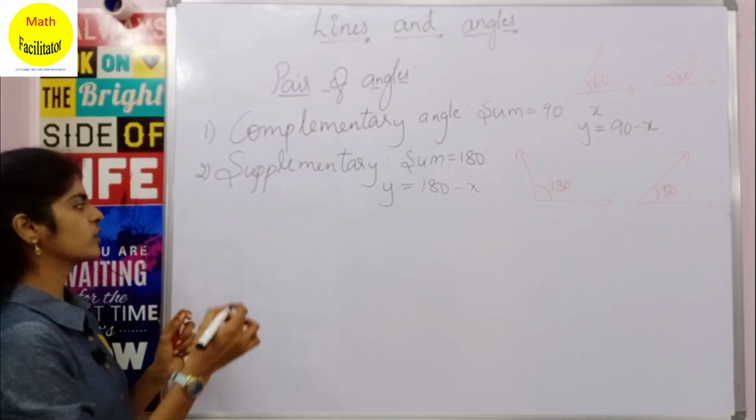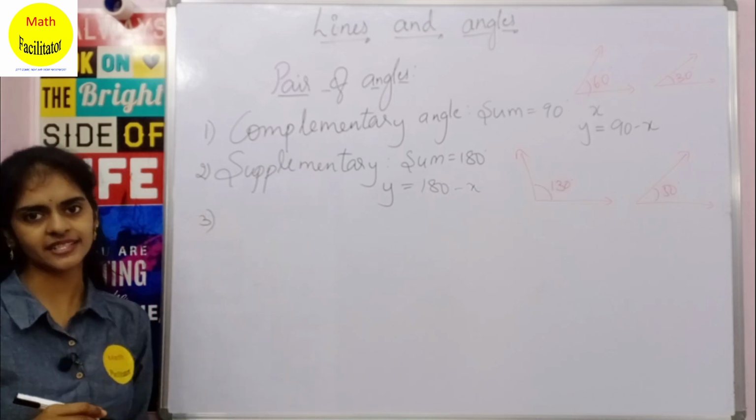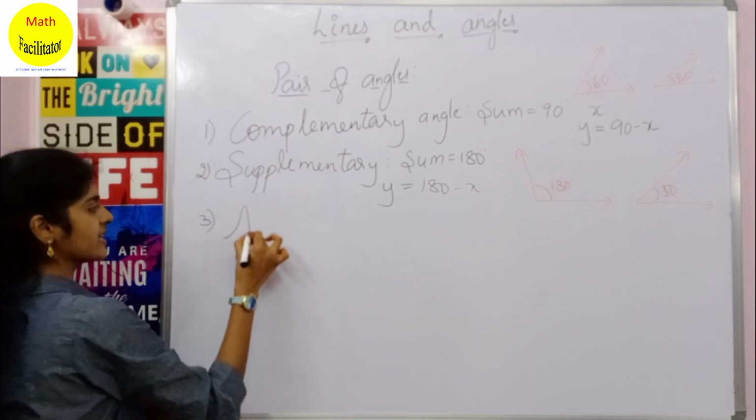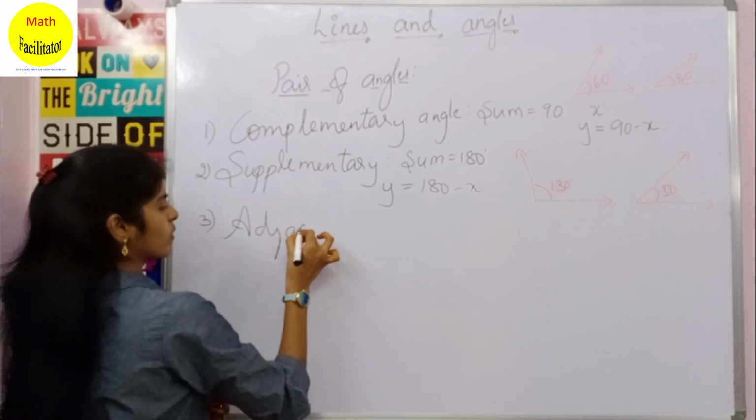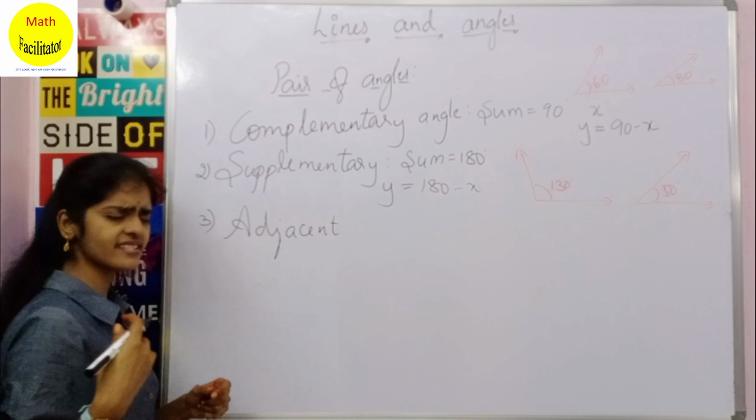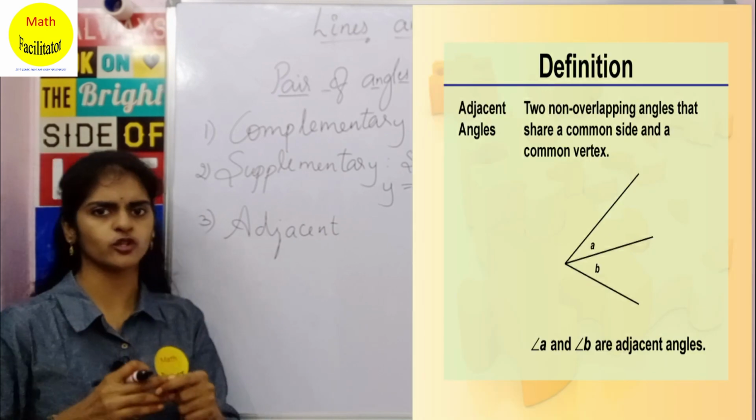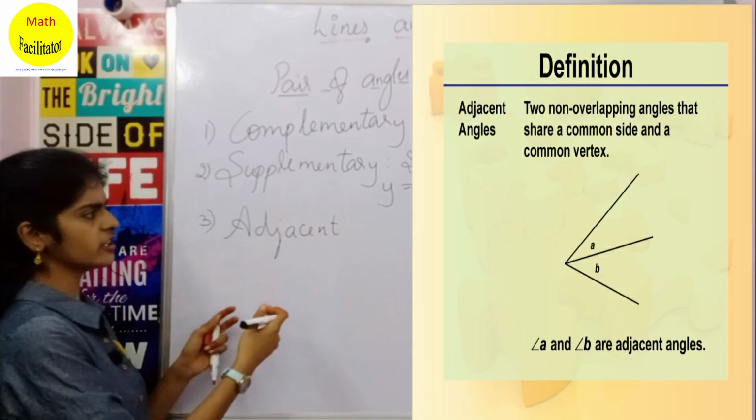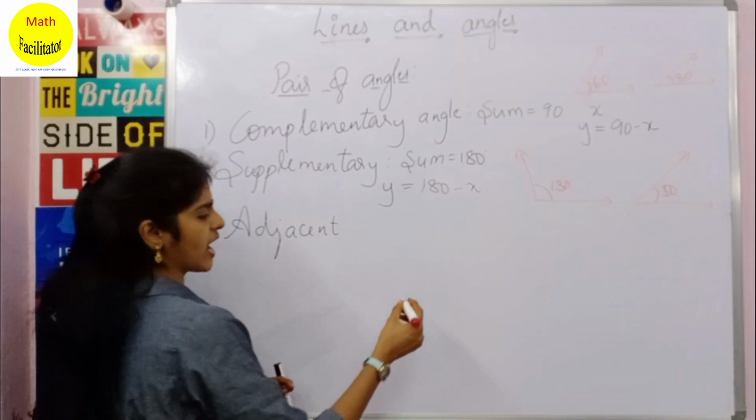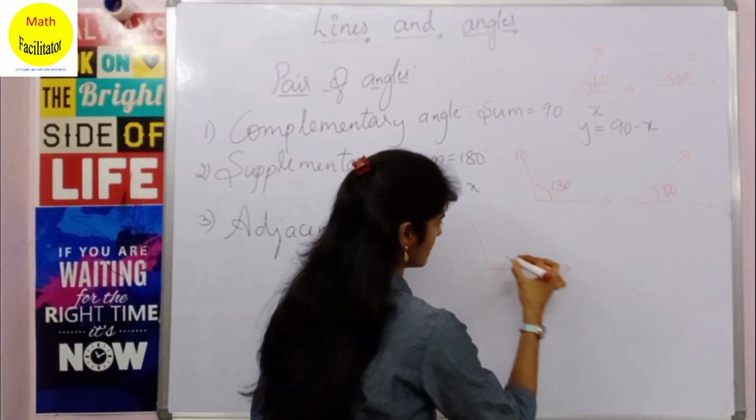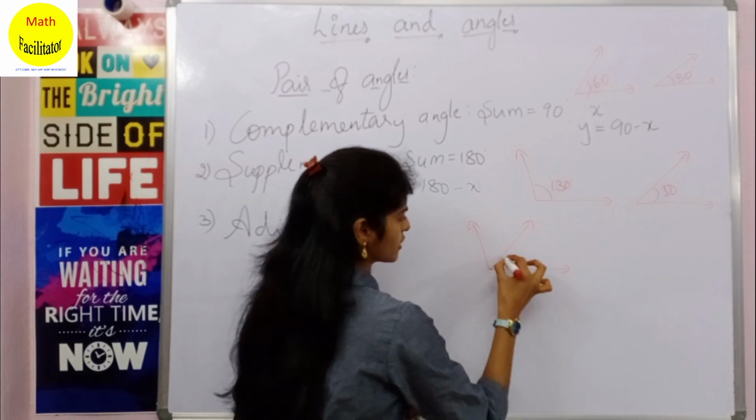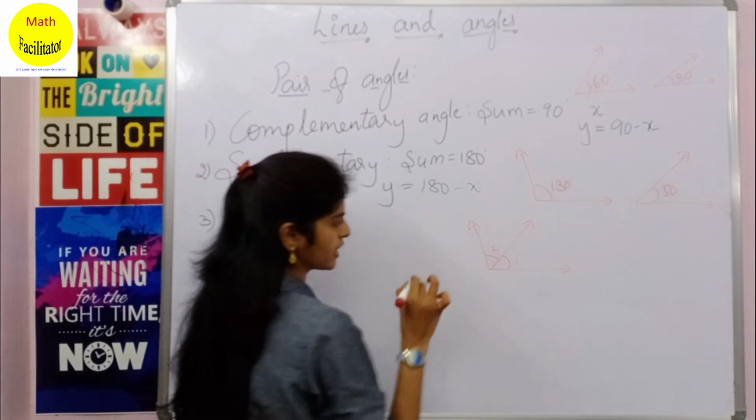Clear? Now what is the next type of pair of angles which you have learned? It is adjacent angles. So what is an adjacent angle? What is the meaning of adjacent? Next to you, side by side. Clear? So here also adjacent angles are nothing but angles side by side. Now let me take this example. These are two angles, say this is angle 1 and angle 2.